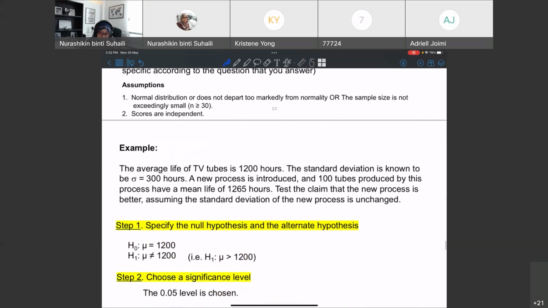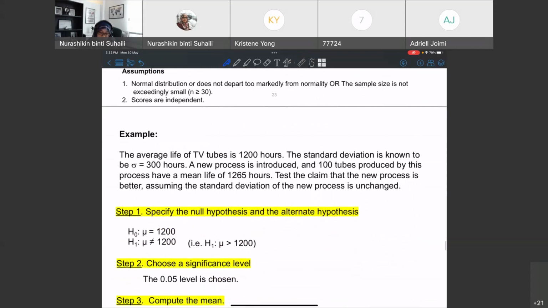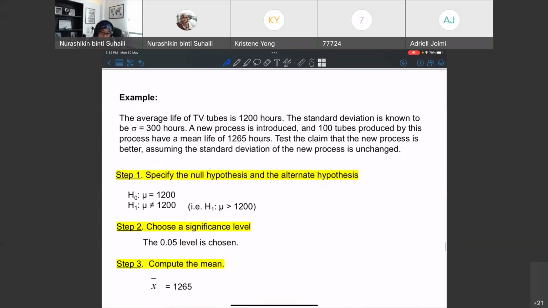This is another example. Let's go through this before we finish the class. The average life of TV tubes is 1,200 hours. The standard deviation is known to be 300 hours. Okay, obviously you know this one uses the Z test, because this one is known.